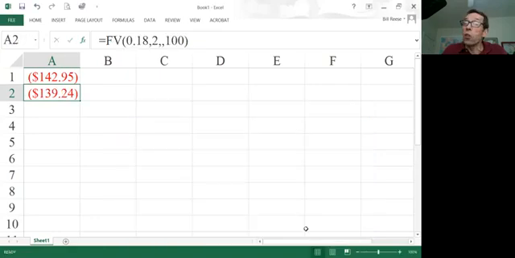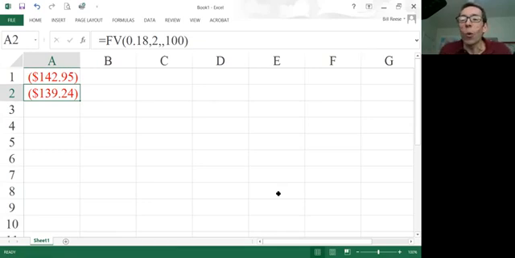And the answer is no, it's not. 18% for 2 years understates how much you owe. What you owe is really $142.95 because you had monthly compounding. But what it means is that 18% for 2 years is not the same thing mathematically as 1.5% per month for 24 months. If you have monthly compounding, you do have 1.5% for 24 months.